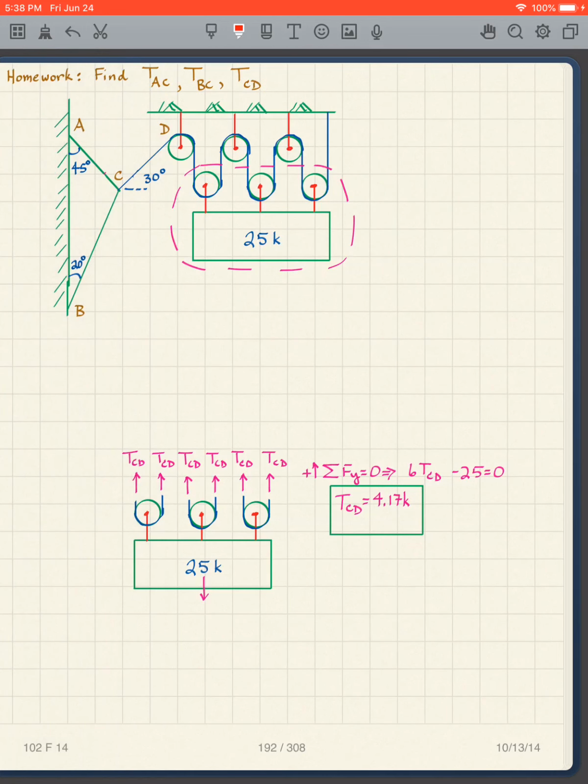Okay, so we can start with this. We've done this enough times now. You should be able to get it. So for that one, I'm cutting through 6 cables here. So I end up with 6 TCD minus the 25 equals 0. And so I get TCD is 4.17.